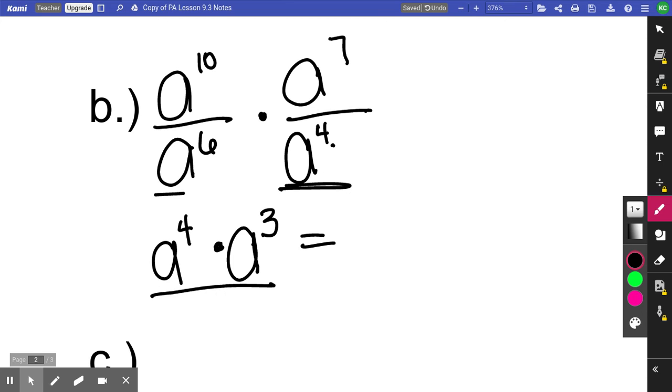Now I have a multiplication problem. Remember, whenever I multiply, I add. So I'm going to have a to the 4th plus the 3rd, which is going to give me a to the 7th.